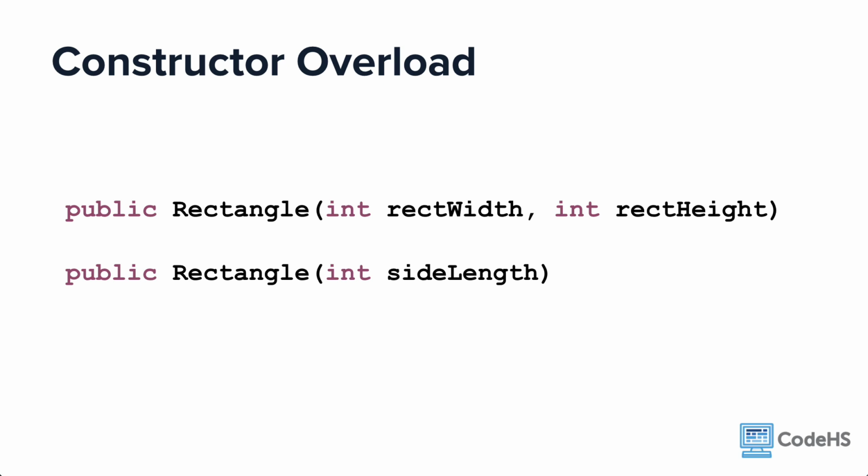Just like methods, constructors can also be overloaded. For example, maybe there's a version of the constructor that only takes one input length to be used for square rectangles. There can be more than one constructor in a class, as long as each parameter list is unique. Now that you know what a constructor is, let's create another rectangle object.